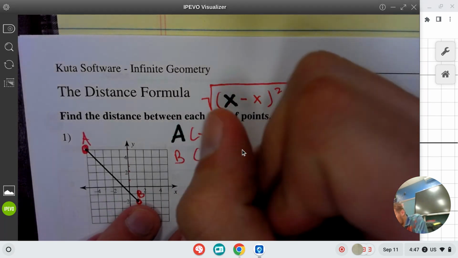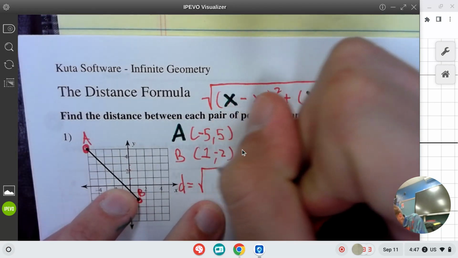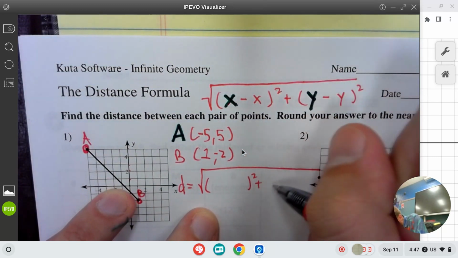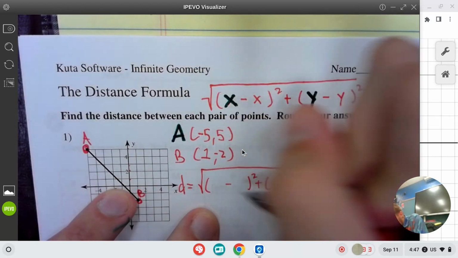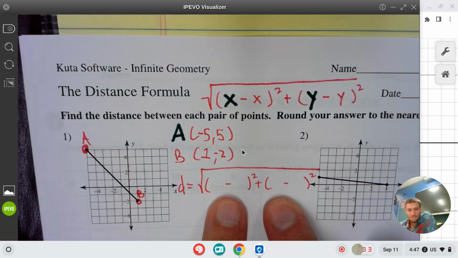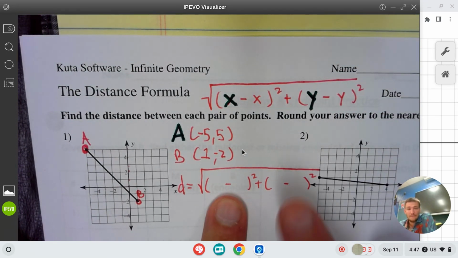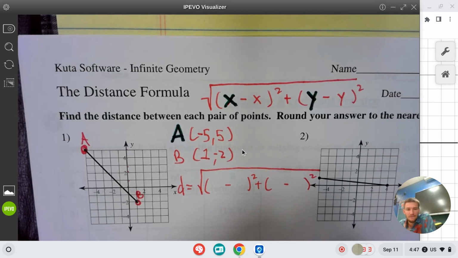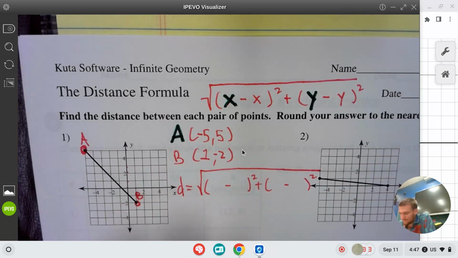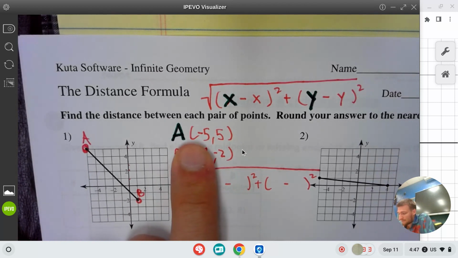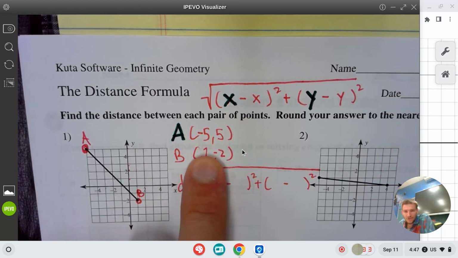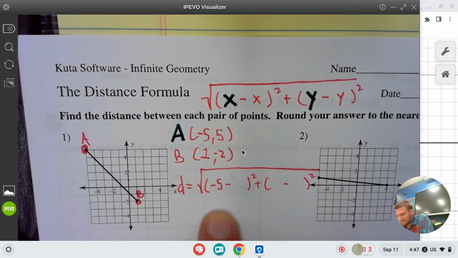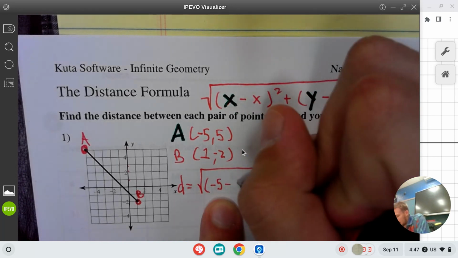So if I'm going to do number one, distance, lowercase d, is the square root. I'm going to use all of my room because I'll probably need it. Parentheses squared plus parentheses squared with a minus in the middle. I always like to put this minus because it comes in the formula with a minus. Regardless of the minuses of your numbers, there must be a minus in here by default, in addition to whatever else we need. So for A, I can put A first. The x value should be negative 5. And then the other x value from B would be 1.